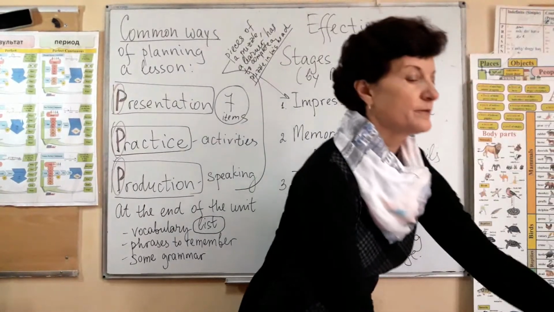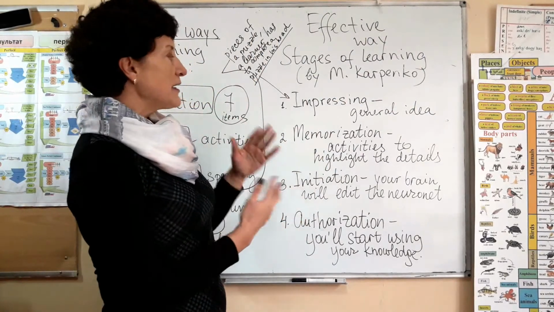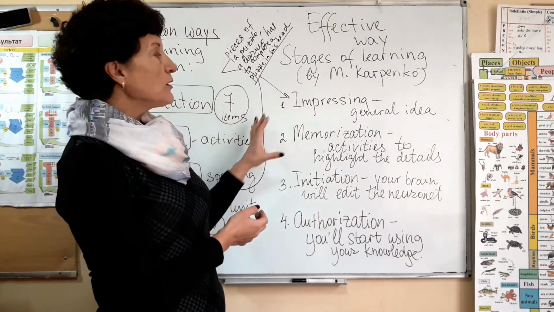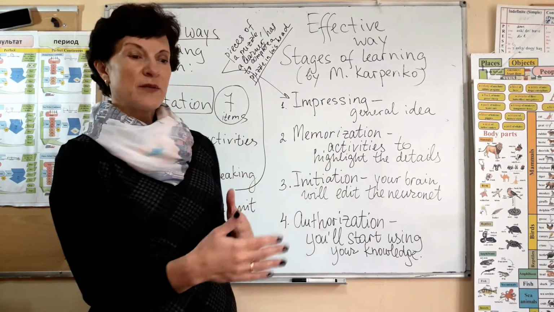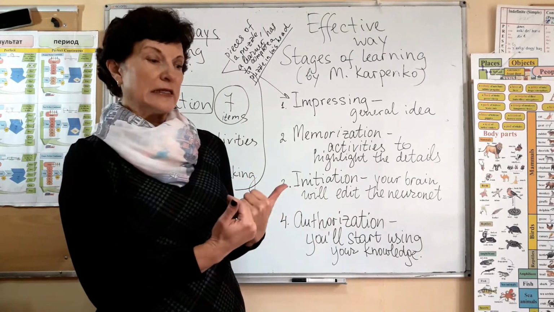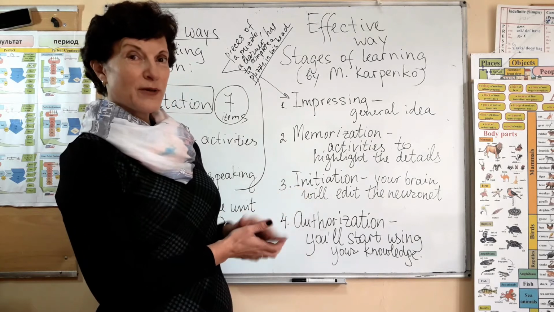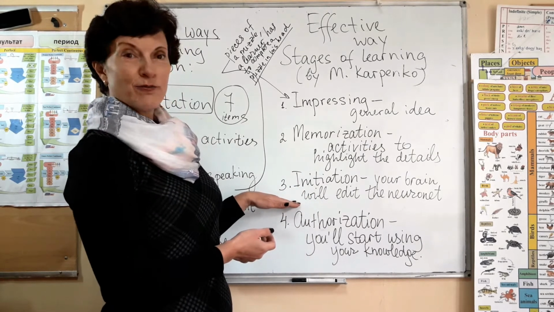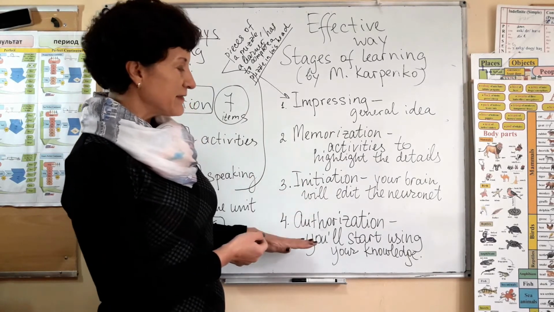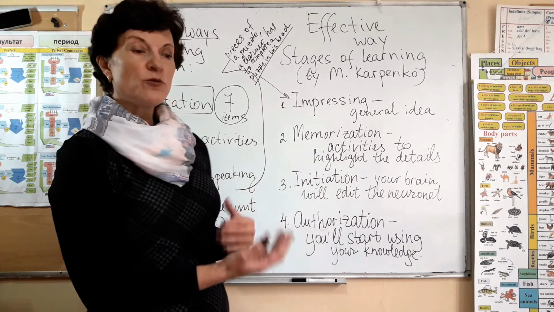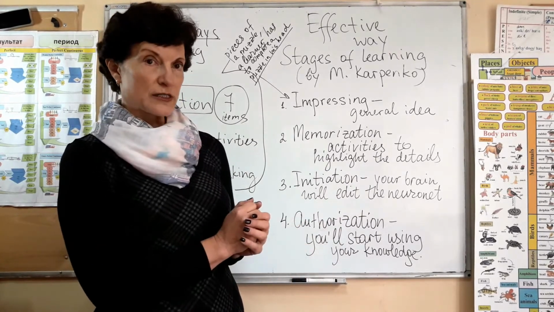Then, while doing different exercises and being engaged in different activities, we'll go through the memorization stage. And the students will start remembering the details. They'll start seeing the details of the map. Unfortunately, there will be a moment when your brain won't need those details, but finally at the authorization stage, they will be able to use their knowledge without support.